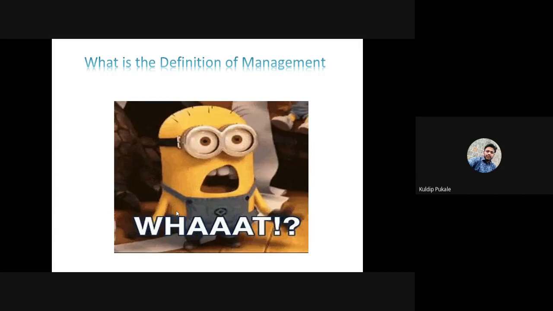What is the meaning of management? Management is the process of designing and maintaining an environment in which individuals working together in groups efficiently accomplish the selected aims. This is one definition of management.